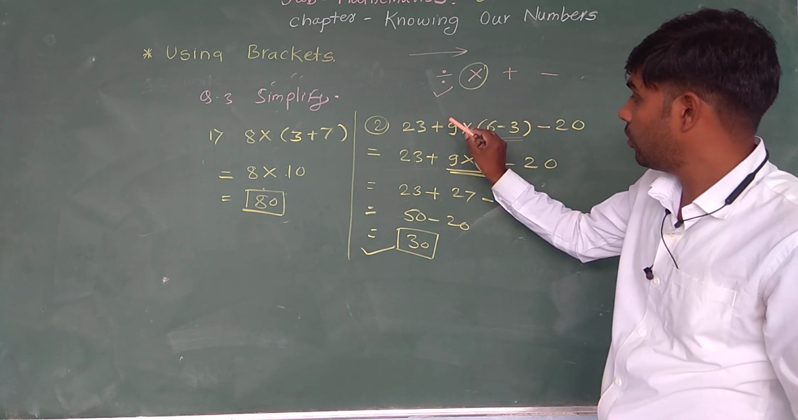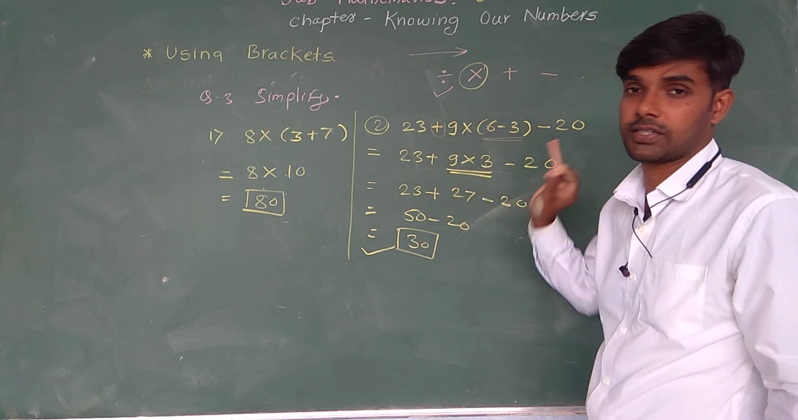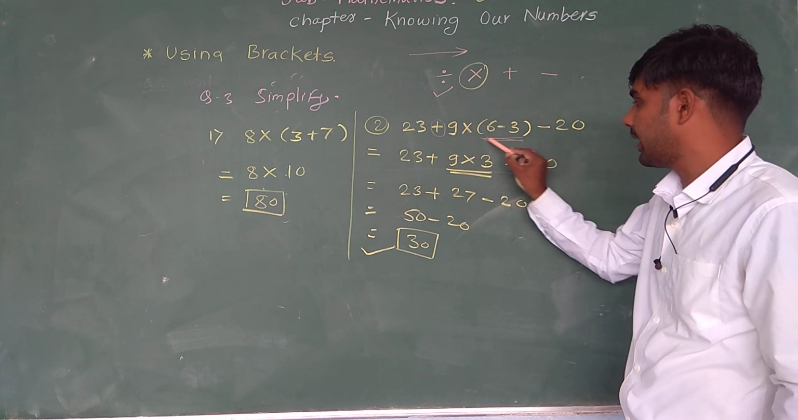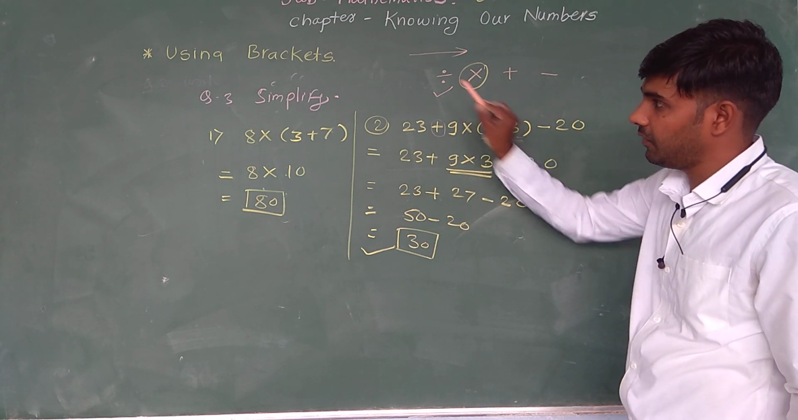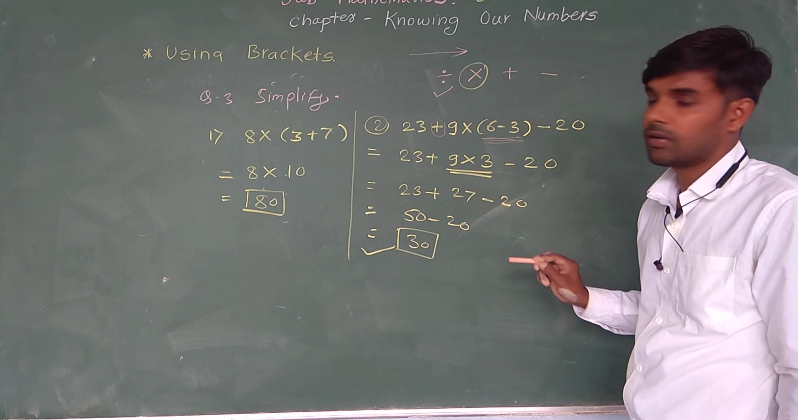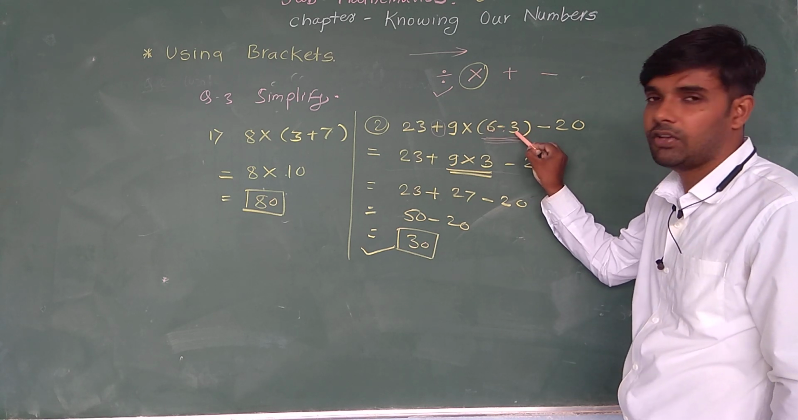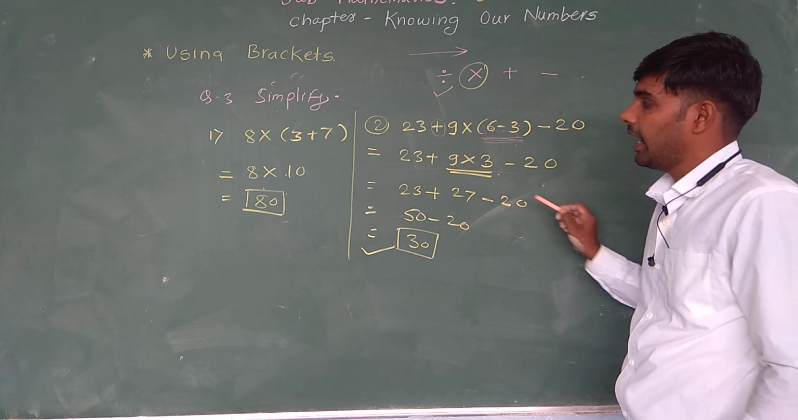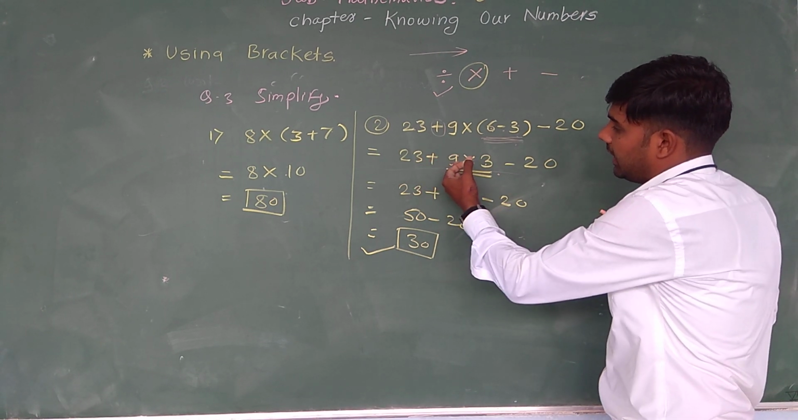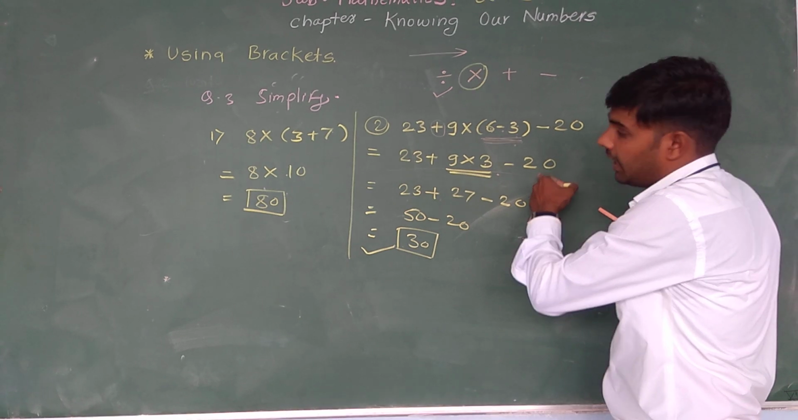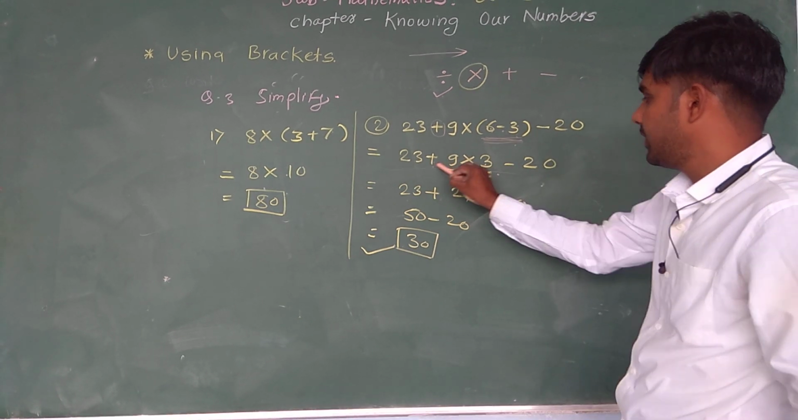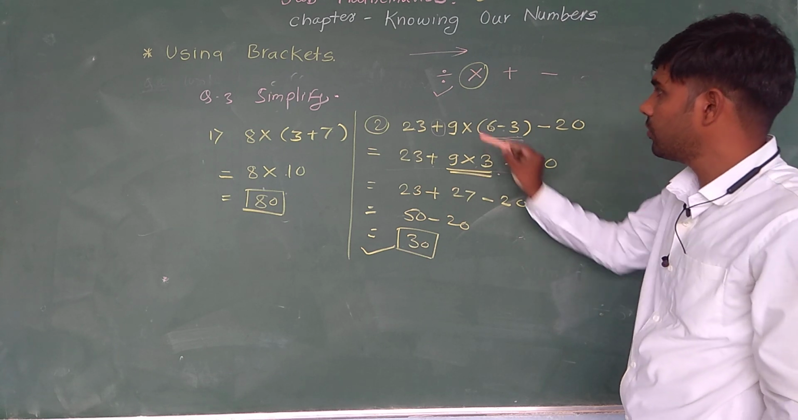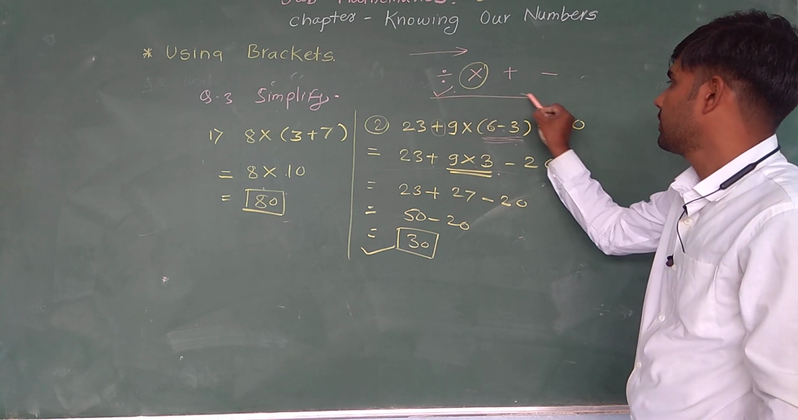So look here, don't solve the plus first, the addition. You have to first solve the bracket. For that we use the bracket here. So 6 minus 3. You have to solve the bracket first. 6 minus 3 is equal to 3. And now 23 plus 9 multiplied by 3 minus 20. Now here addition, multiplication and subtraction are there. At that time you have to use this what?